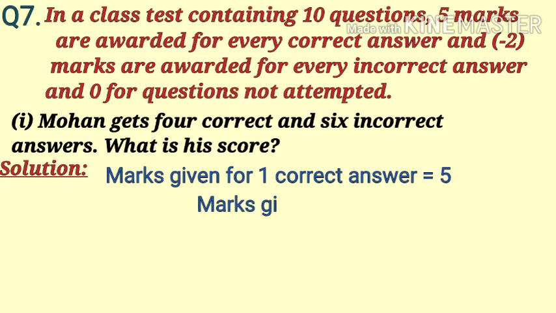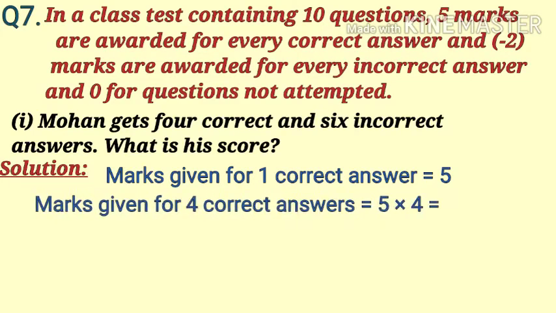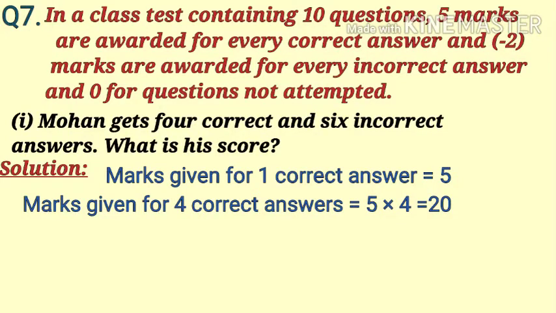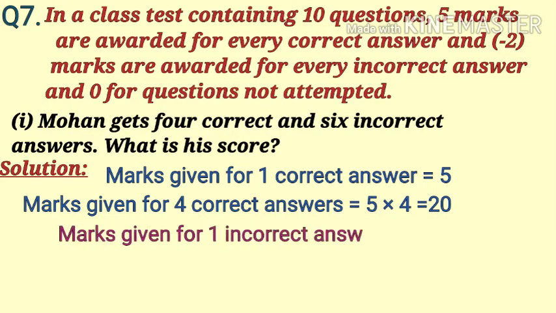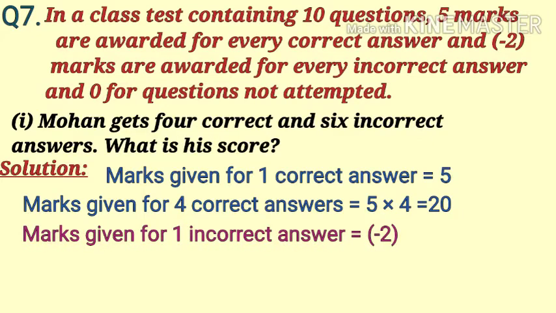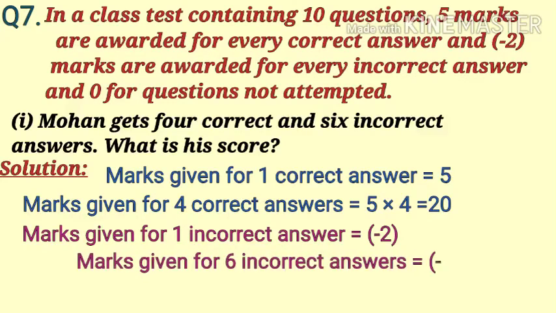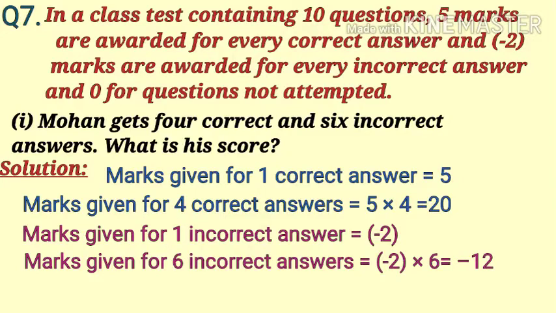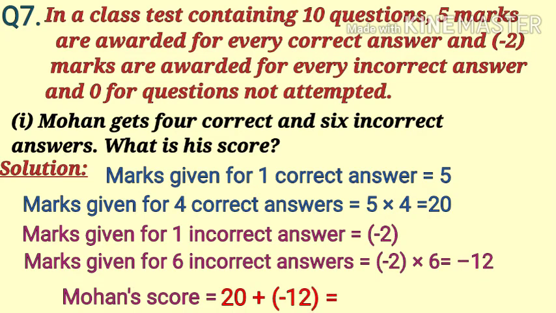Mohan attempts 4 correct. So marks given for 4 correct answers, it will be 5 multiply 4 equal to 20. Now marks given for 1 incorrect answer, that is minus 2. And Mohan attempts 6 incorrect answers, therefore marks given for 6 incorrect answers, it is minus 2 multiply 6 is equal to minus 12. Now to find Mohan's score, we will add marks for correct answers and marks for incorrect answers. So it is 20 plus minus 12, that is equal to 20 minus 12 because plus minus minus, and hence it is equal to 8.